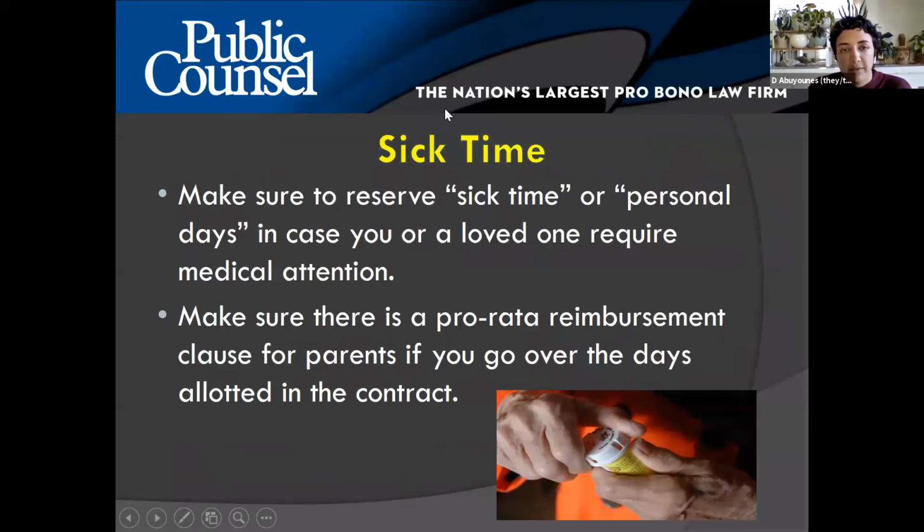So similar to the vacation time, you want to make sure that you reserve sick time or personal days in case you or a loved one requires medical attention. Make sure there's a pro rata reimbursement clause for parents if you go over the days allotted in the contract. There's a sample provision in the contract. But if for some reason you go over the time that you've reserved for sick time or personal days, you can reimburse parents for that time that they're not provided care.